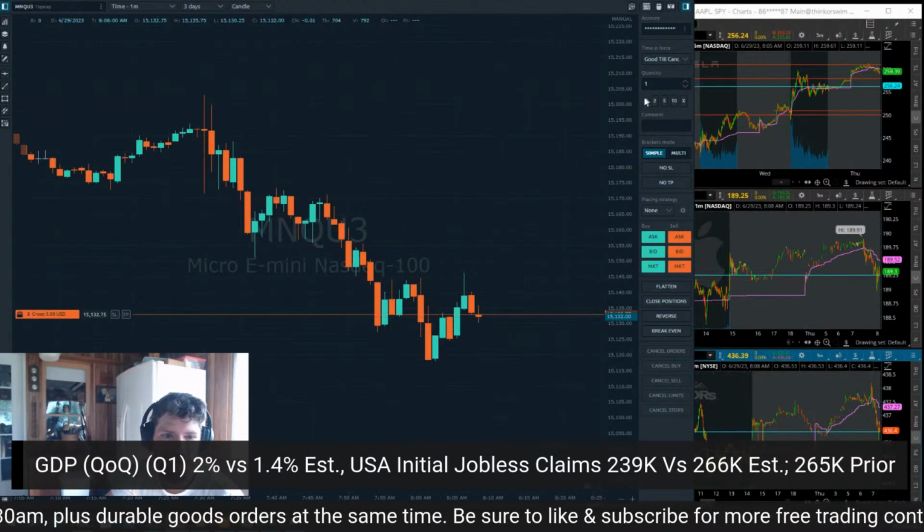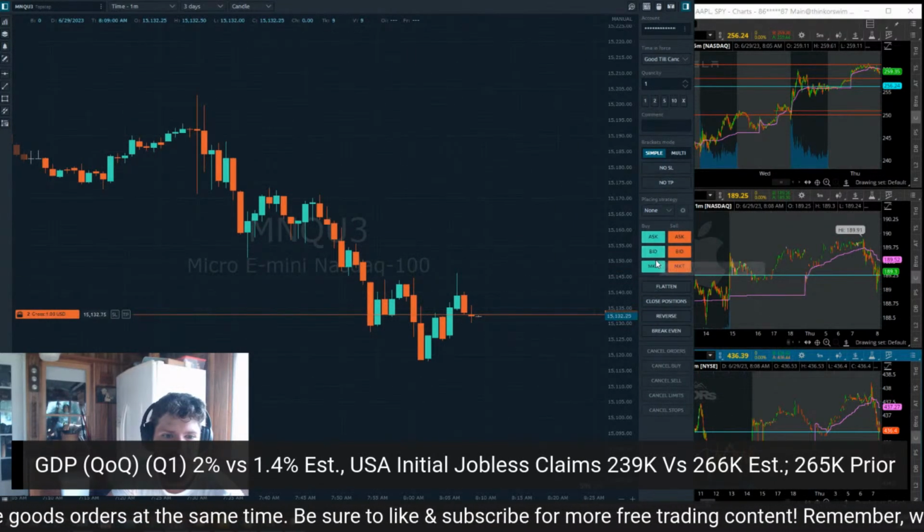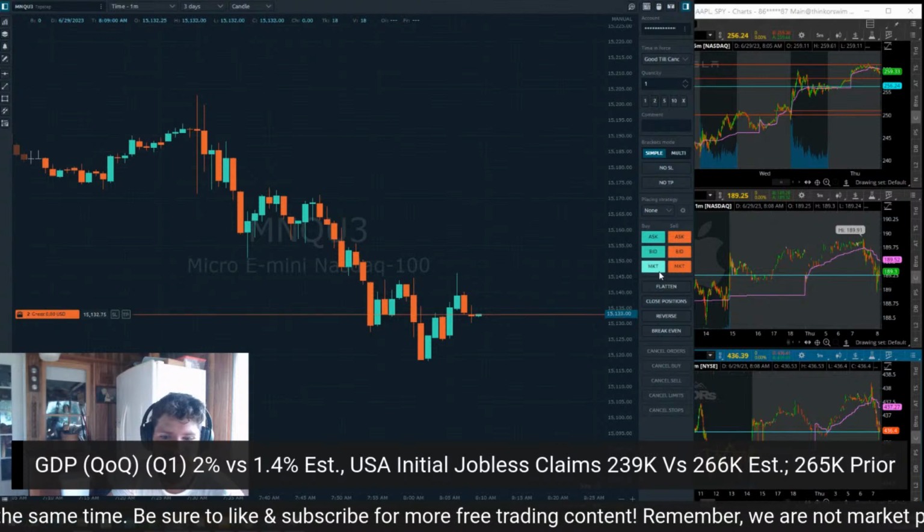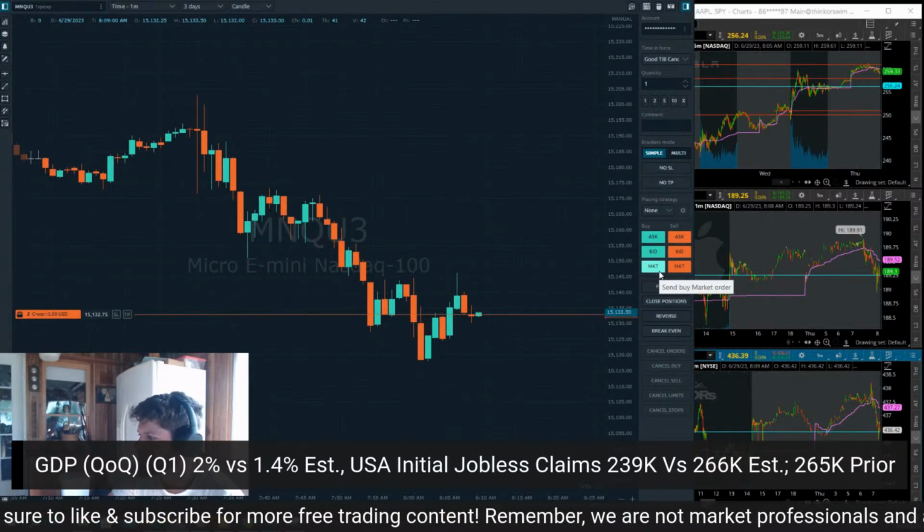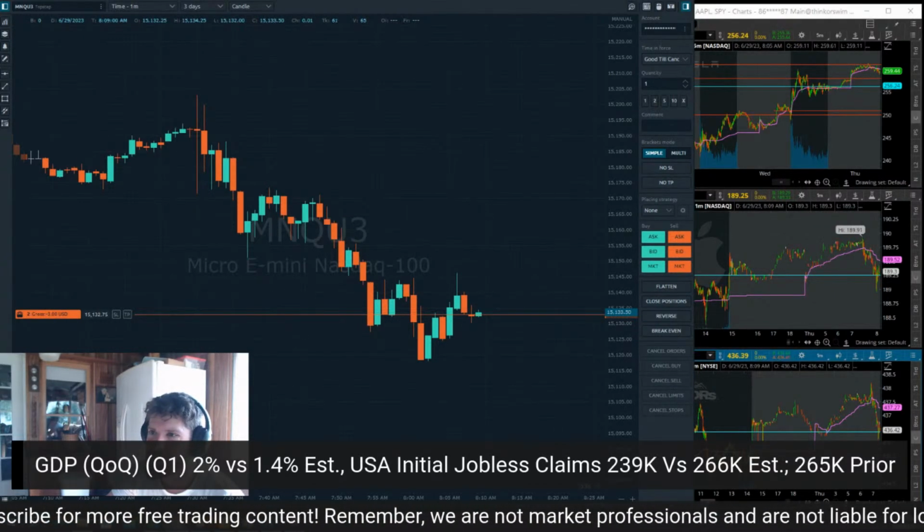Okay, so we are green a little bit on this trade. The good thing is, we got a nice little cushion here heading into the opening bell in about 10 minutes. A nice little cushion.